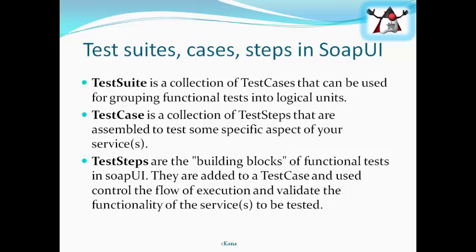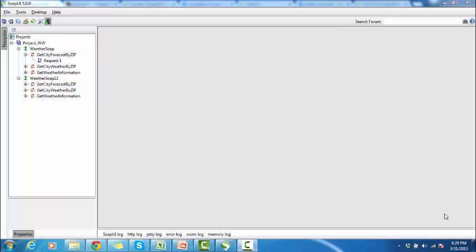And finally, test steps are the building blocks of functional tests in SoapUI. They are added to a test case and used to control the flow of execution and validate the functionality of the services to be tested. Test suites are created at the project level for grouping test cases into logical units. For example, if you have a banking system to test, you might have one test suite for account-related test cases and another for test cases related to payments.